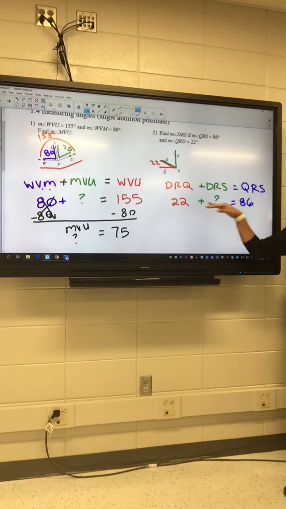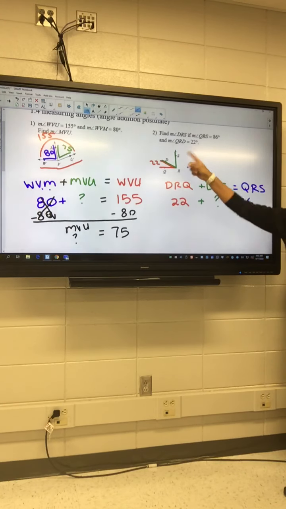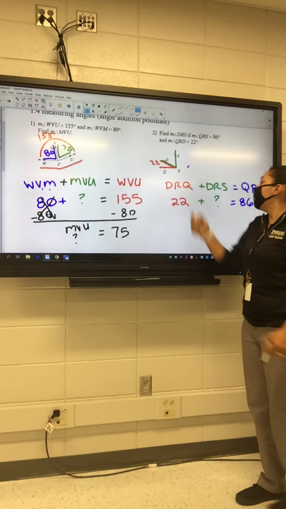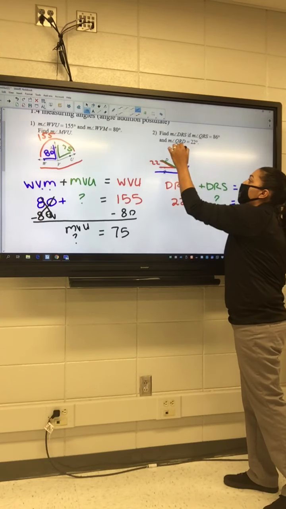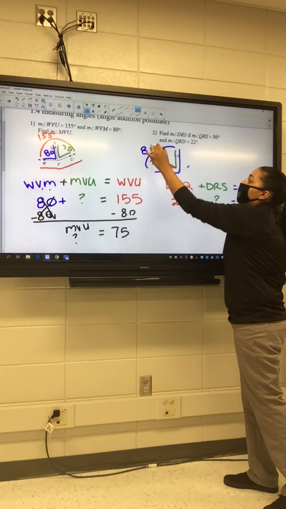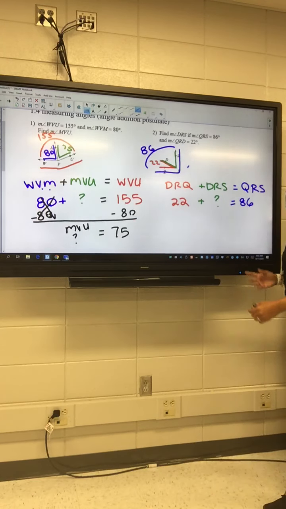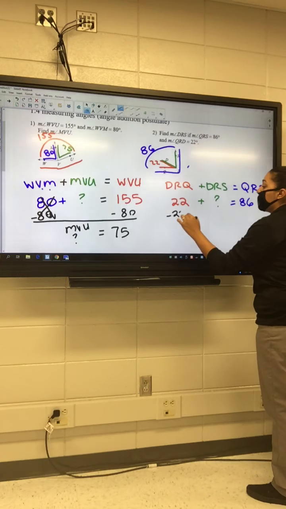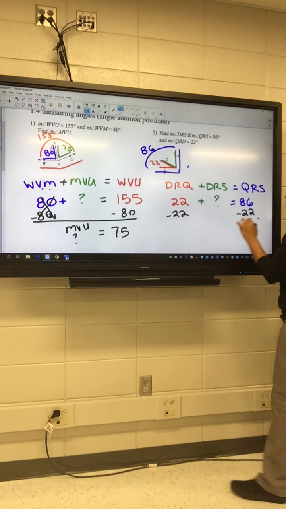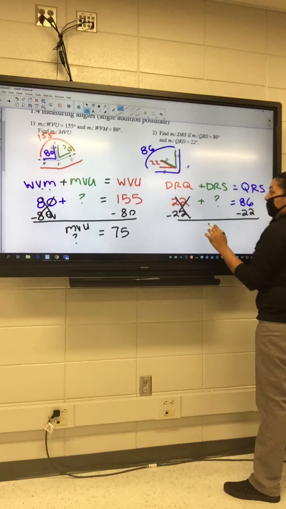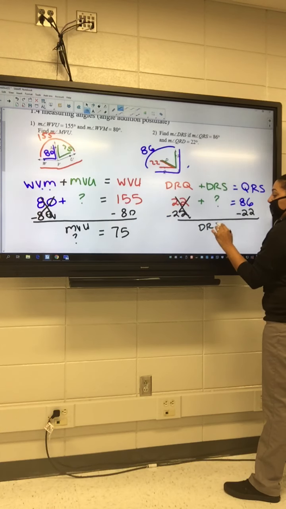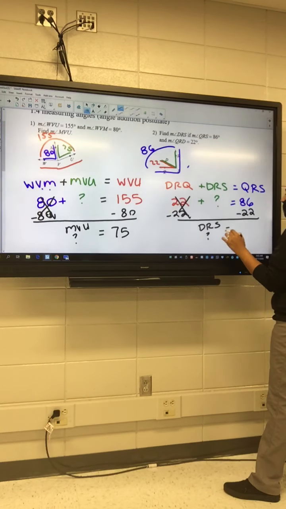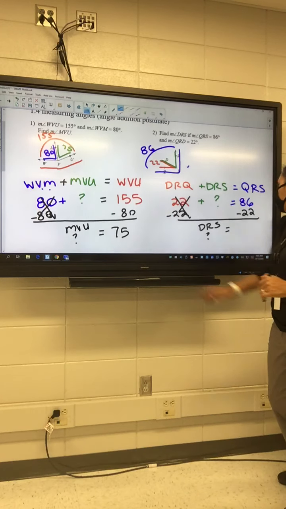Okay, so 22 plus something should give me the bigger one. The little one plus the little one equals the bigger one. So 22 plus something is going to give me this full 86. Okay, so how can we figure that out? Subtract. So minus 22, minus 22. So I got DRS, or my question mark, equals, what's 86 minus 22?